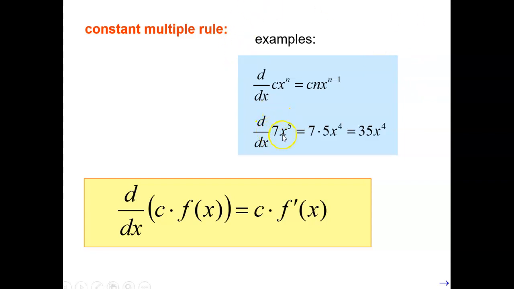That 7 is a constant in front of the power function. The 7 would get pulled out. Then I would take the derivative of x to the 5th, which we just found out was 5x to the 4th, which gives us 35x to the 4th.